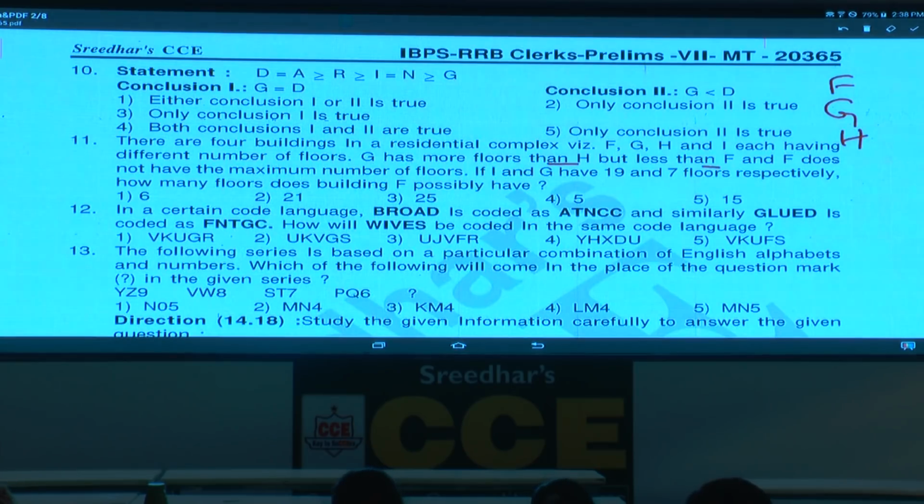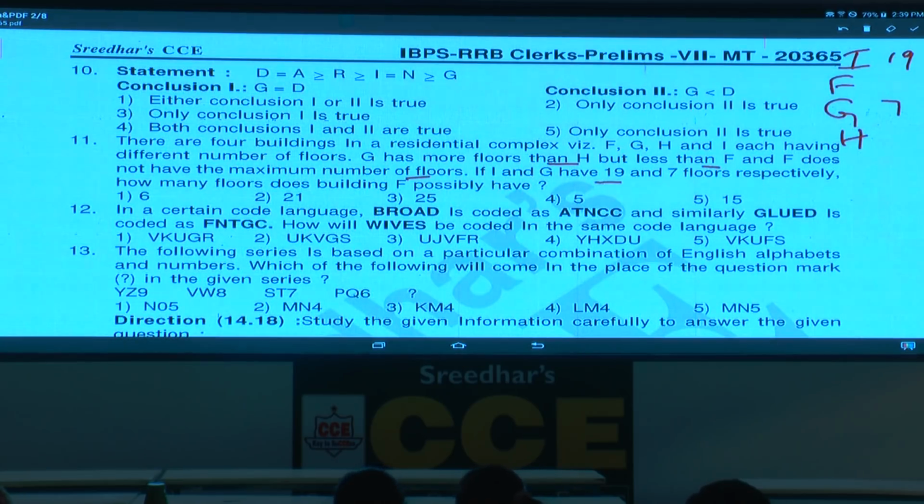Next, F does not have the maximum number of floors. As F does not have the maximum, then which will have the maximum here? I will have the maximum, isn't it? And so what is the order here? I, F, G, H. And if I and G have 19 and 7 floors respectively, I is having 19 and G is having 7.